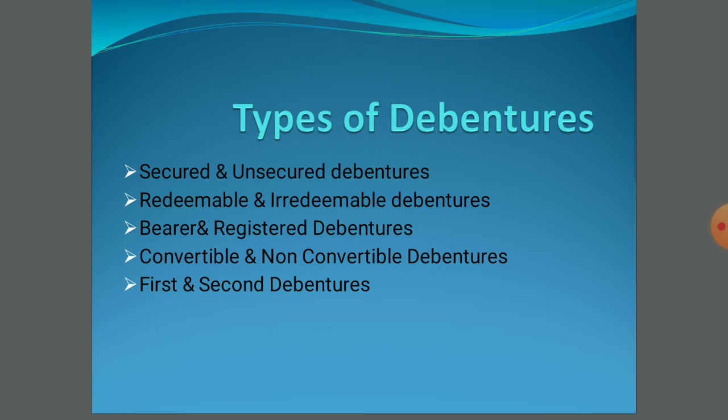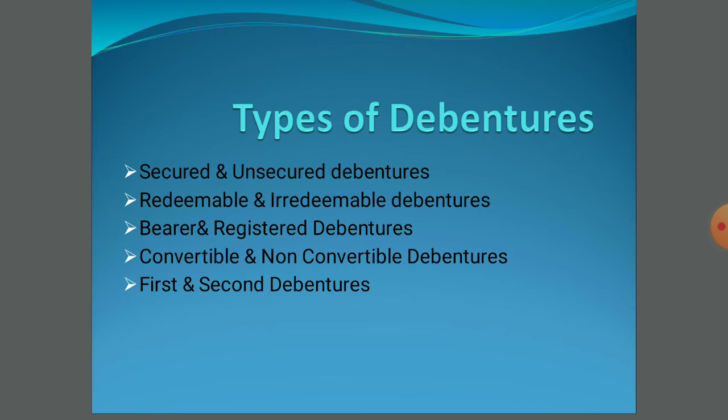Redeemable debentures have a fixed maturity period. That means after the fixed duration, the capital amount issued in the form of debentures is to be redeemed, given back to the debenture holders. But in the case of irredeemable debentures, there is no maturity period. The debenture investment continues with the organization till the organization exists.